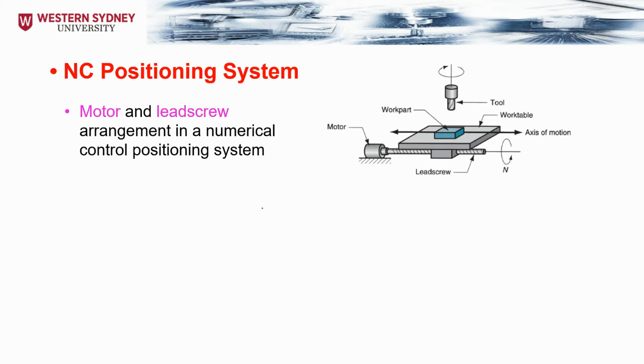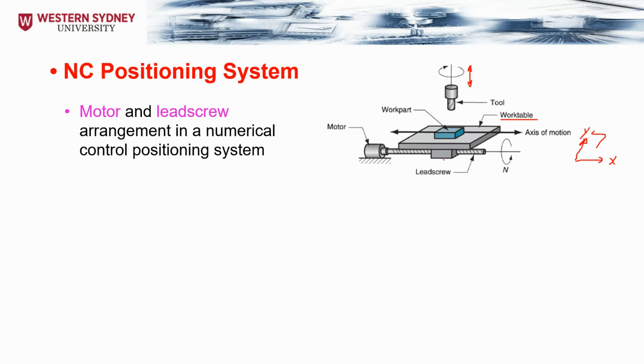Now, the positioning systems. Usually what we're going to need is a motor and lead screw arrangement in the numerical control positioning system. An example here is the work table for the milling machine. Remember that the cutting tool is rotating and moving upward and downward along the z-axis, while the table is moving along the x-axis and the y-axis. Okay, so we have the y-axis and we have the x-axis.